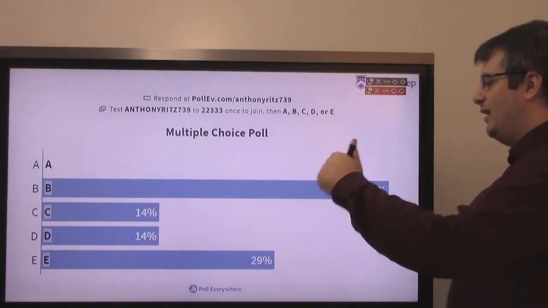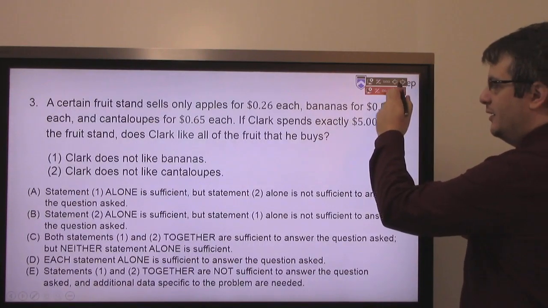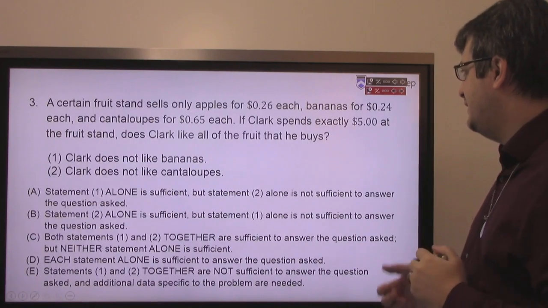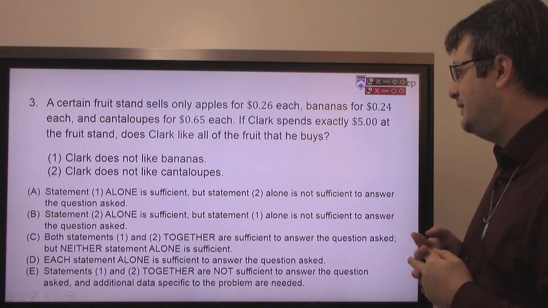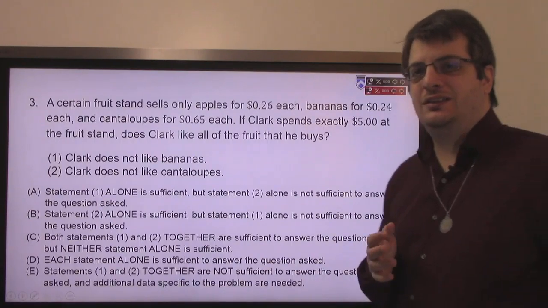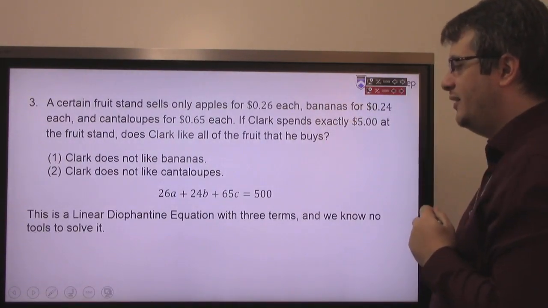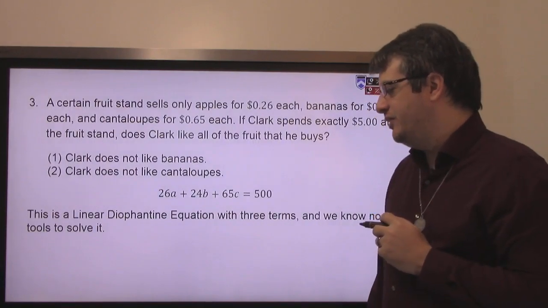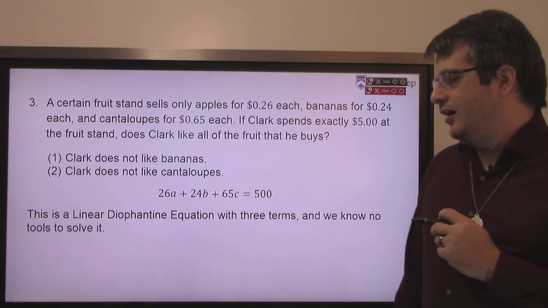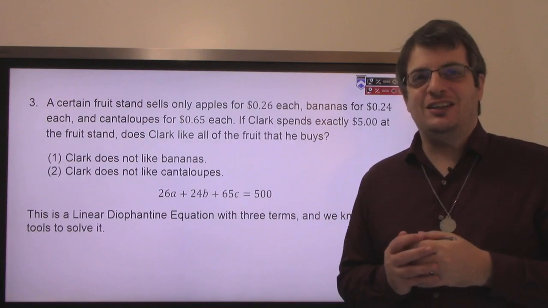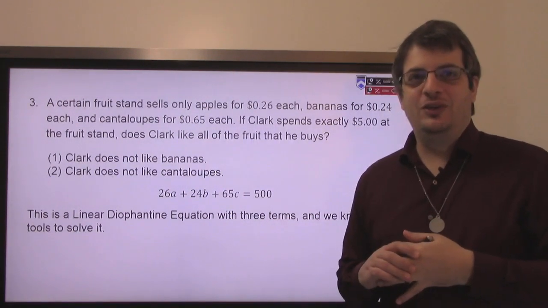Okay, well, let's see if we can write an equation for this. Apples, 26 cents each, bananas, 24, cantaloupes, 65, spends $5. Well, if I were to write that equation, I suppose it would look like this: 26A + 24B + 65C = 500. Uh-oh, a linear Diophantine equation with 3 terms. I don't know what to do with that. We haven't even talked about that, right? We have no idea.